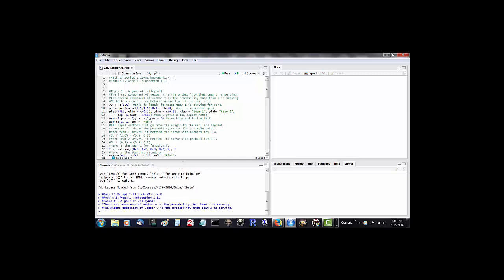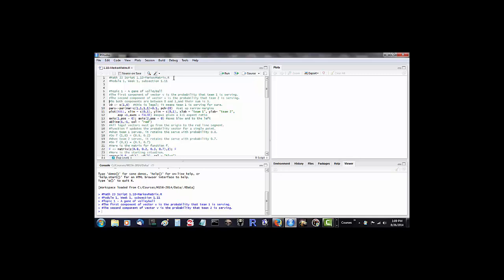Our first example is what is called by probabilists a Markov process. A Markov process involves a system that can be in one of two or more states and that makes transitions from one state to another in accordance with specified probabilities. Our example is a game of volleyball. In volleyball and other similar games, the team that's on serve continues to serve if it wins the point, but if it loses the point, then the serve passes to the other team.